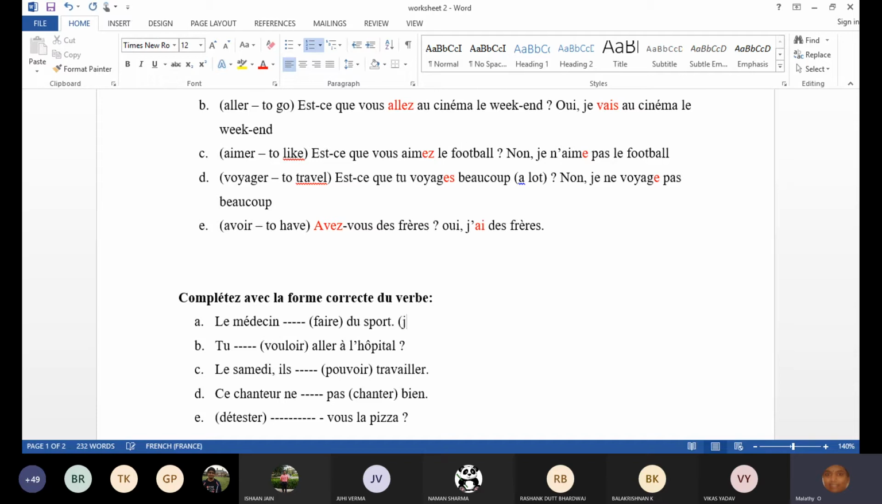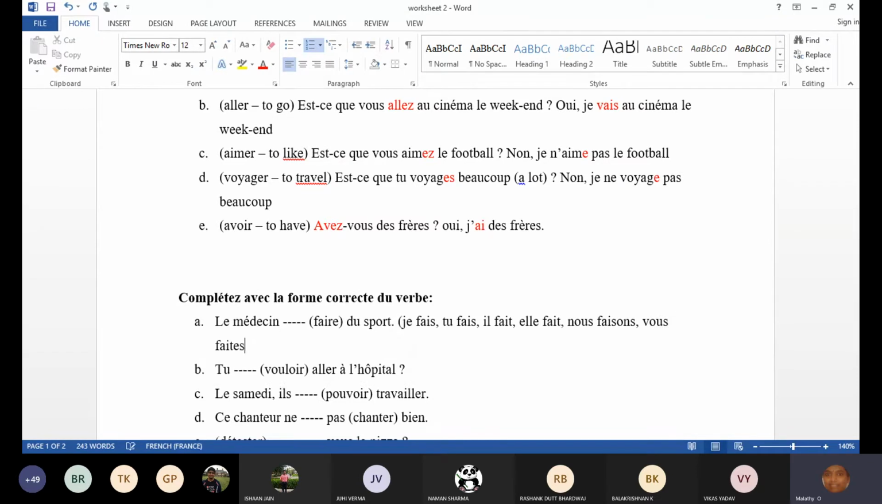I'll just do one for you. I'll conjugate faire. If you haven't written it down so far, make it a point to write down all the verbs for your reference in your notes. This is a move form. So you can see these are the different forms of faire: je fais, tu fais, il fait, nous faisons, vous faites, ils font. From these forms, you have to pick one for the fill up.